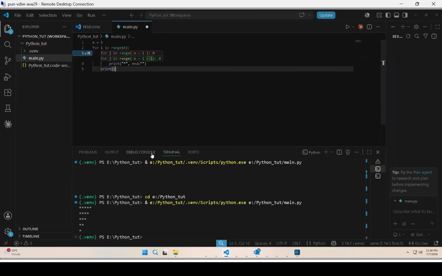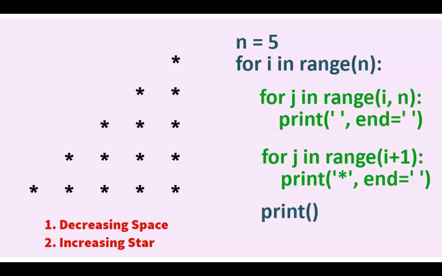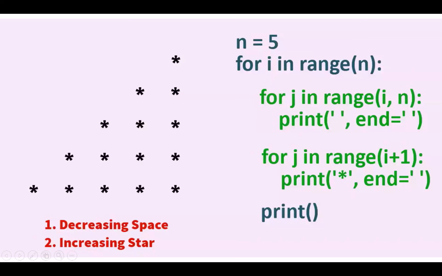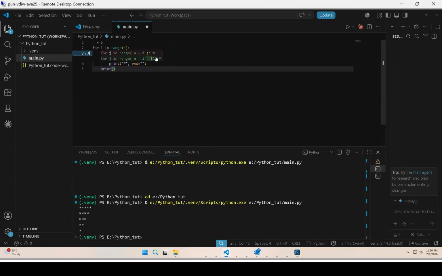So basically, we write two logics. One logic for the decreasing one, and another logic for the increasing one. For the increasing one, we simply add another one. That's it. So we just add another.